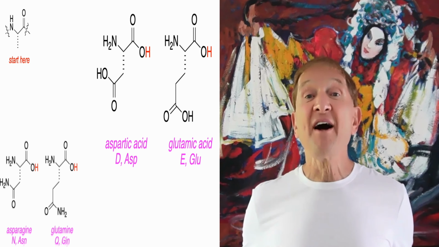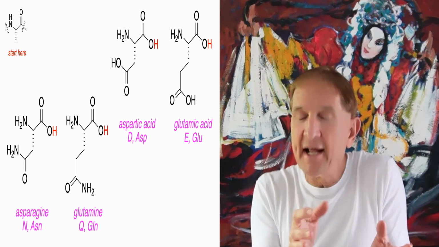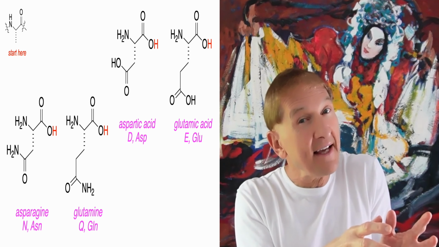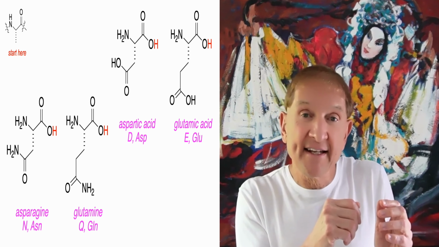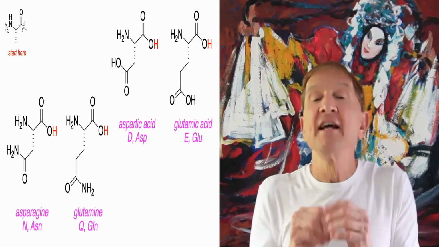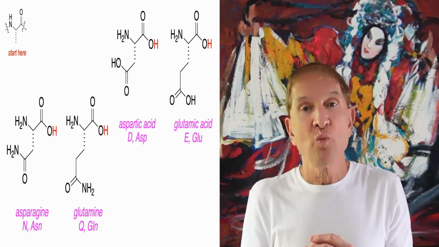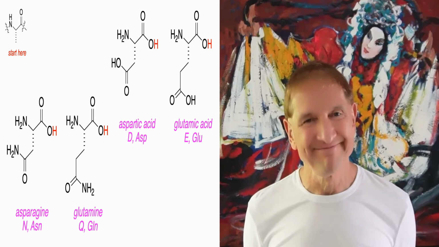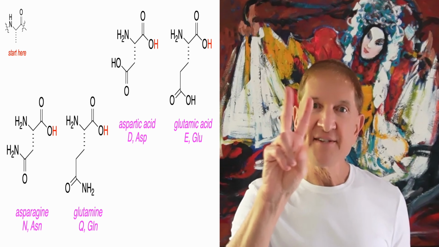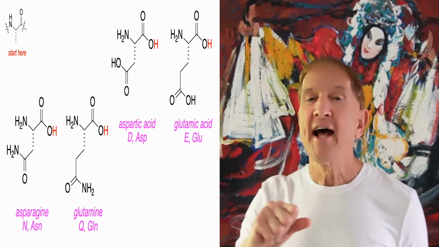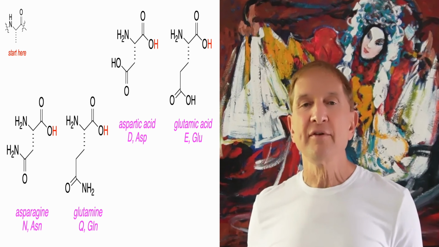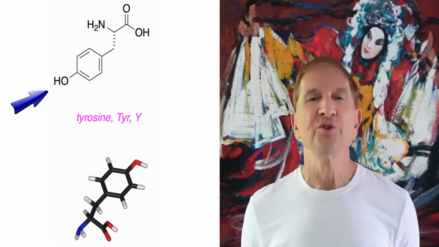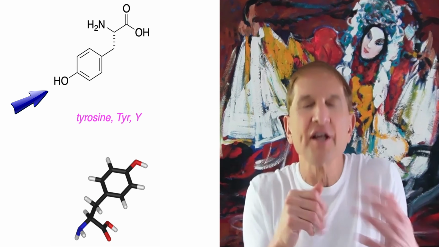And their amide derivatives, side chain amide derivatives, are asparagine, ASN, 1-letter code N, and glutamine, GLN, 1-letter code Q. Go figure, it's Q. Okay, so 2 acidic amino acids and 2 amide derivatives from those. Other acidic amino acids include tyrosine with that phenolic OH.